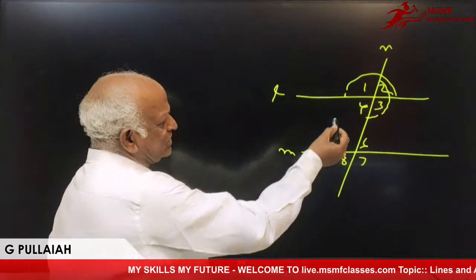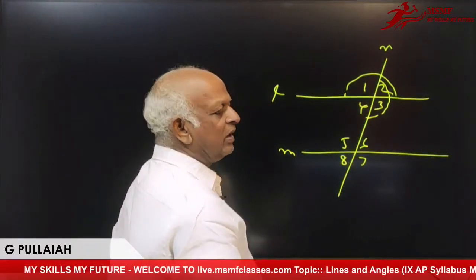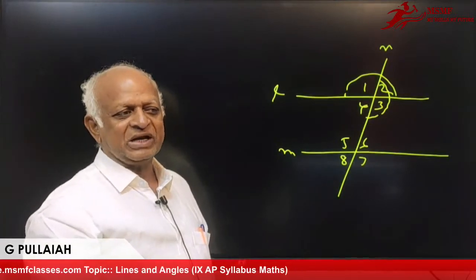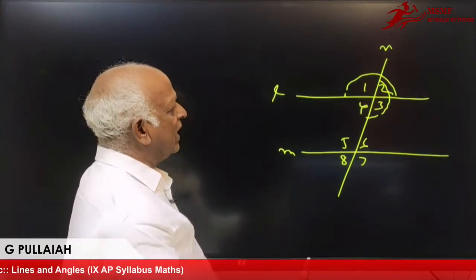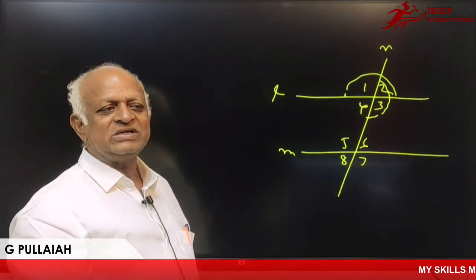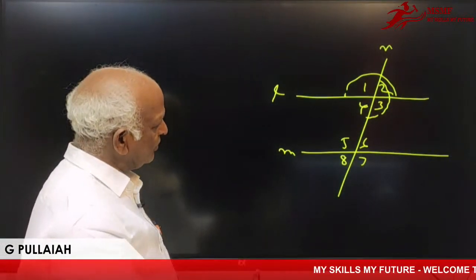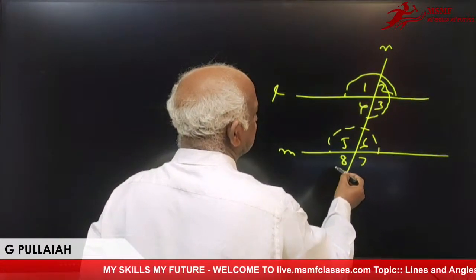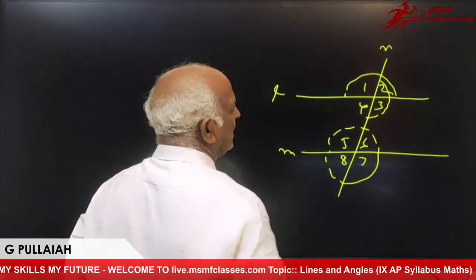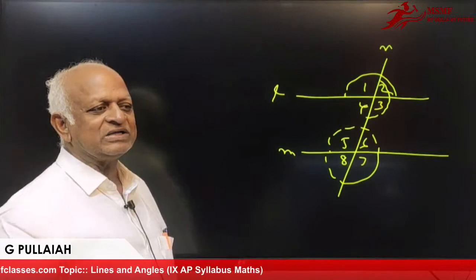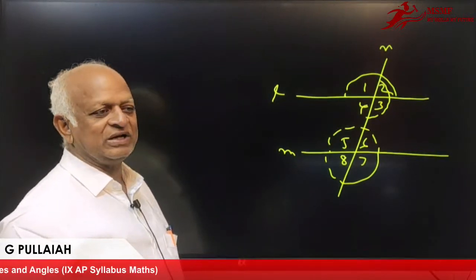Now if you take this 1, 2, 3, 4, here 1 and 3 are the vertically opposite angles. They are equal. And now 2 and 4 are also the vertically opposite angles. They are equal. Now think about this 5, 6, 7 and 8. Here 7 and 8 are the exterior angles, and 5 and 6 are the interior angles.